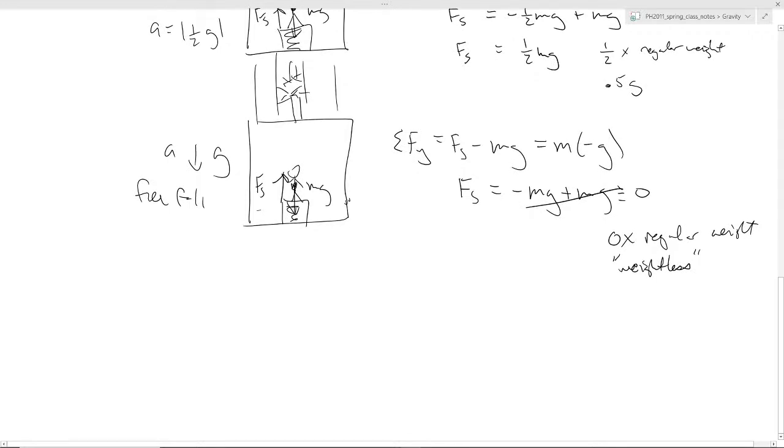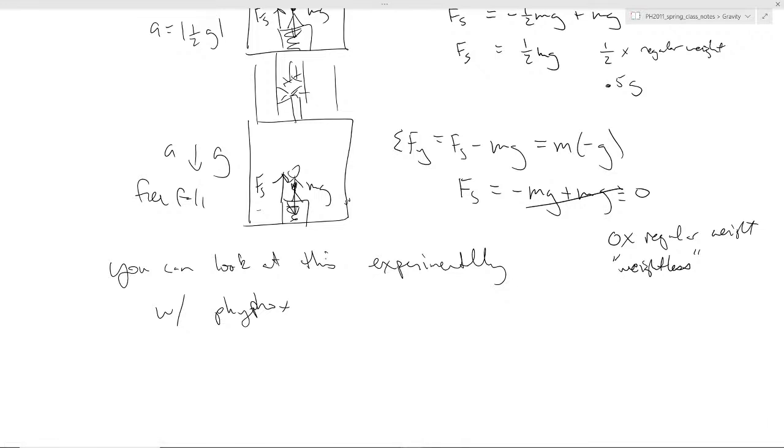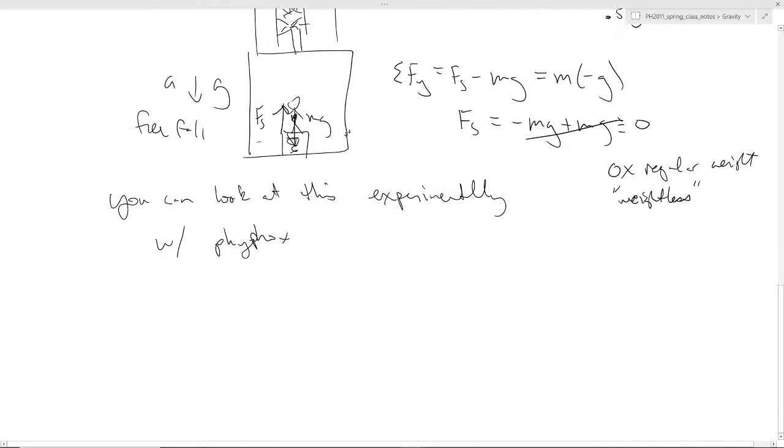And something that's kind of cool about this: if we were on campus, we would look at this with Firefox, because you can ride an elevator and watch the accelerometer, and you can observe these modifications to g as you accelerate up or down. So you can look at this experimentally with Firefox, and you can do a mini experiment at home.